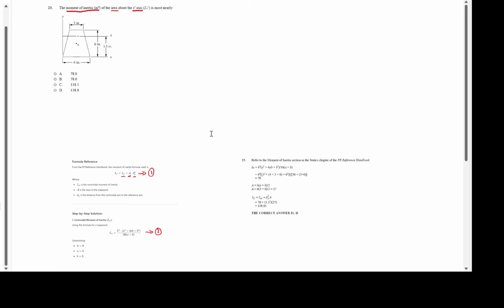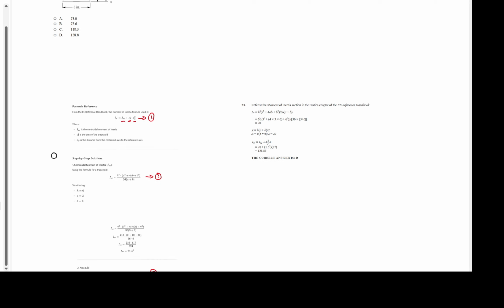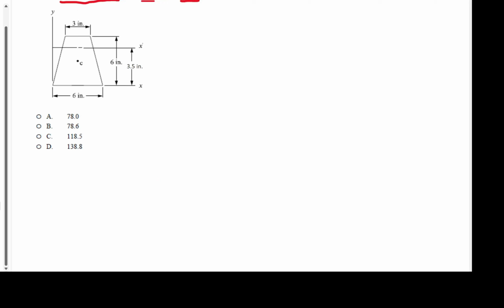Dy is what again? Distance of the centroid from the x-axis. Actually, dy is a broader term, not just limited to the centroid, guys. It can be the centroid as well, but it can be any given axis.